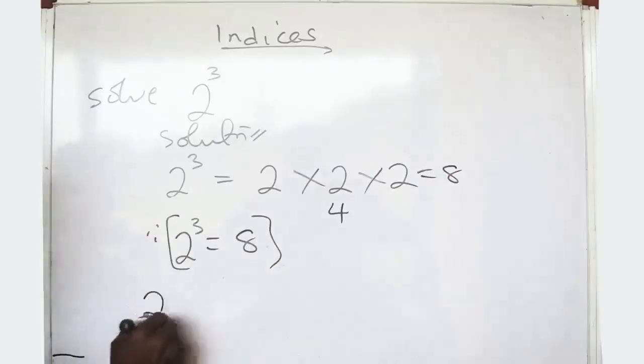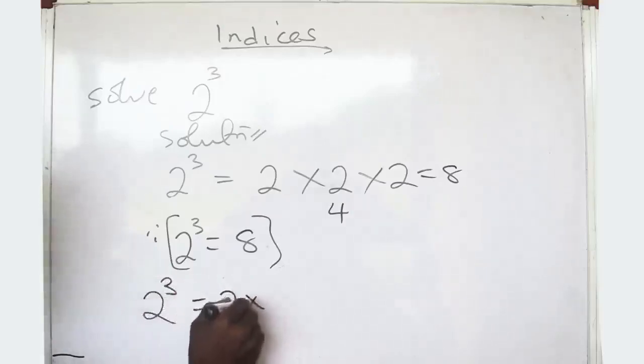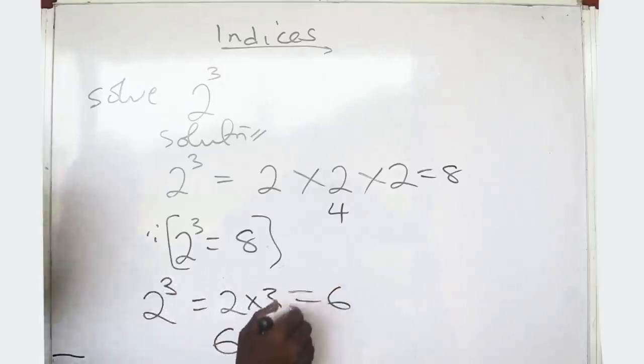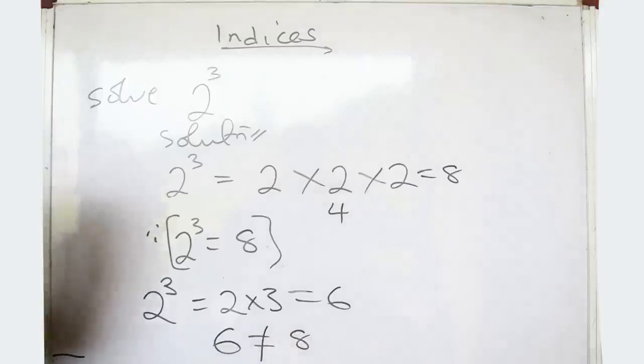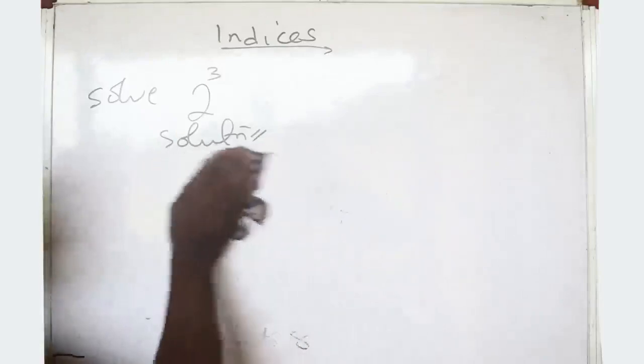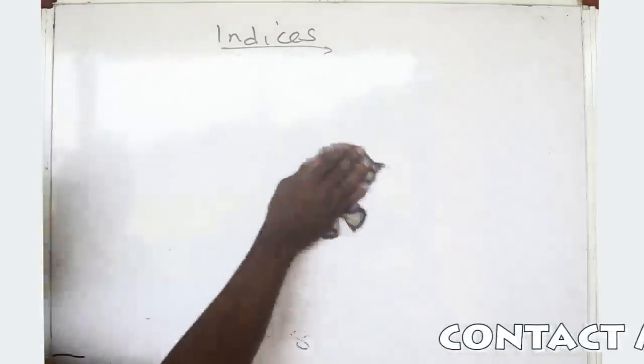Most students, when you give them 2 raised to the power 3, will say it's 2 times 3 and they will get 6. You and I know that 6 is not the same thing as what? 8. So these are not equal. So be warned: raised to power, or exponent, is quite different from what? Multiplication. So be warned. 2 raised to power 3 is 8.